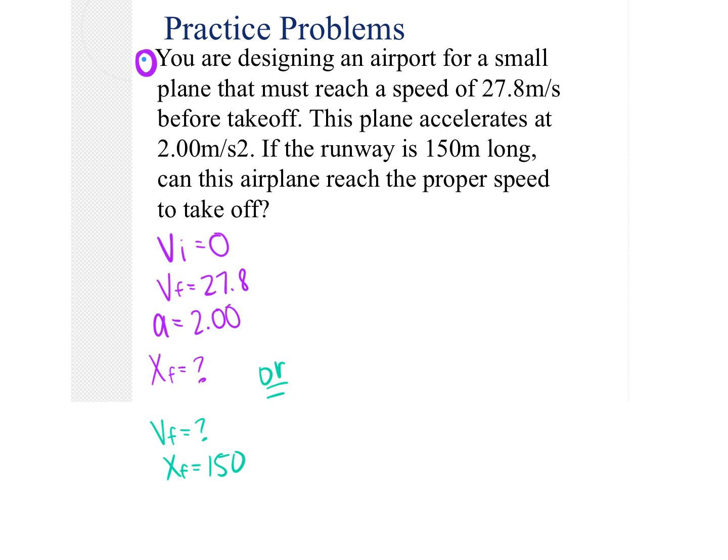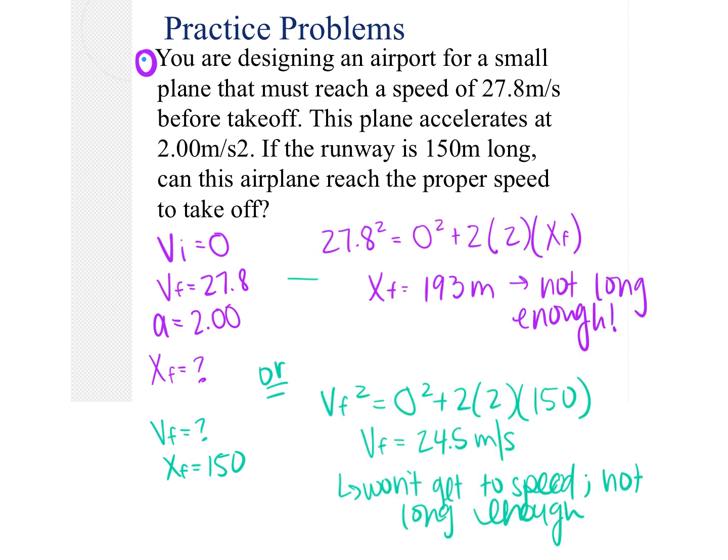In my first setup here, I pulled out 150. I didn't use 150. I solved for my final displacement, and I got 193 meters, which tells me that the 150-meter runway is not long enough to reach the final speed that we wanted to reach. Okay, so is that how you went about it? Just like that, Grace? Yeah? Okay, perfect. So that's the way I did it.